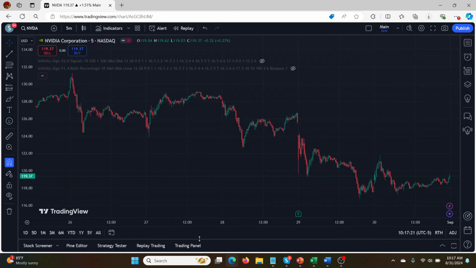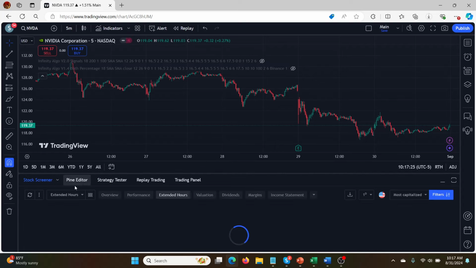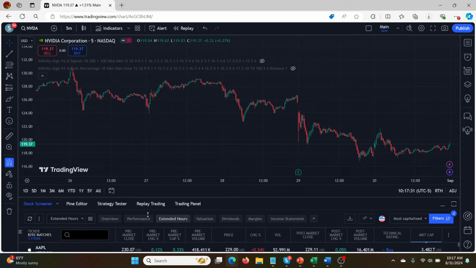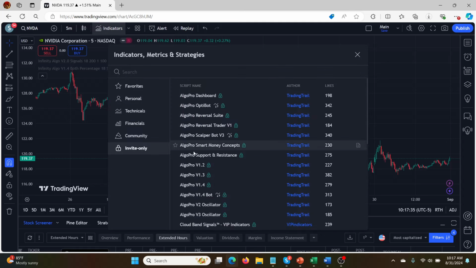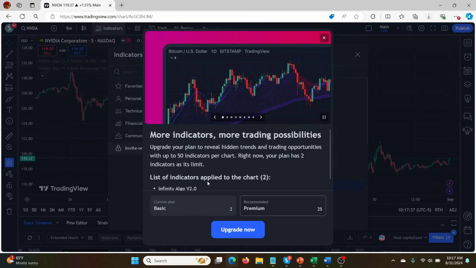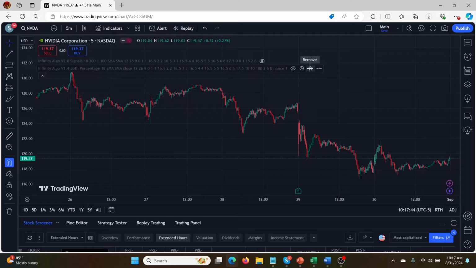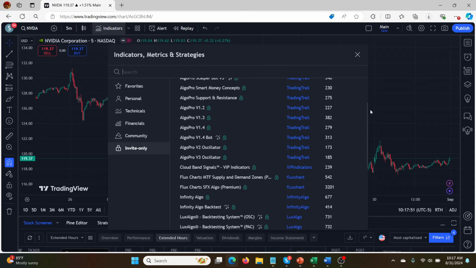Well, I've got to get rid of the backtesting strategy as well. So stock screener. Okay. So it looks like I got rid of that. So why is Algo Pro not coming up? Let's see, Algo Pro version 1.4. It's strange. Oh, it's because I haven't taken these off, so I need to get rid of these completely. There we go. I don't have the premium version of TradingView. Algo Pro version 1.4. Okay.